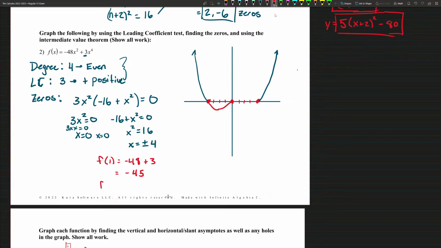Then we test something to the right. Sorry, I tested 1, so that should be on the right. And then if we test negative 1 on the left, that's still negative 48 plus 3, which is negative 45. So we're going to go below the x-axis, and then this is our graph.